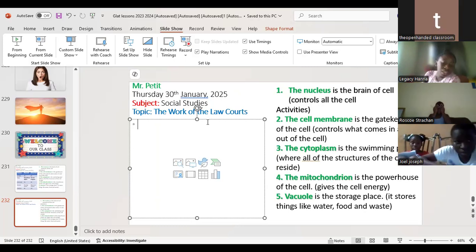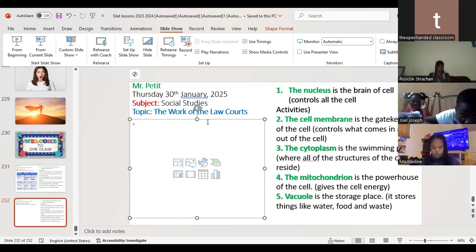I have to leave early today. I have a church event. No problem. All right, thank you. No problem. Class, that's fine. So then you have Madeline. That's Madeline.